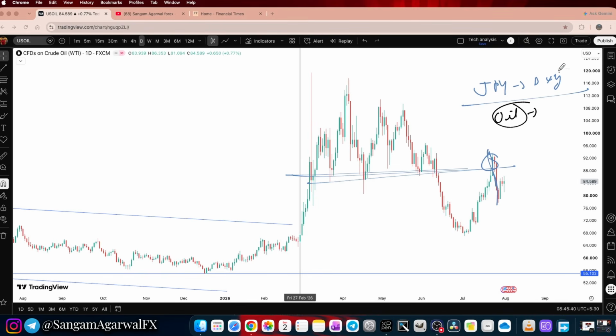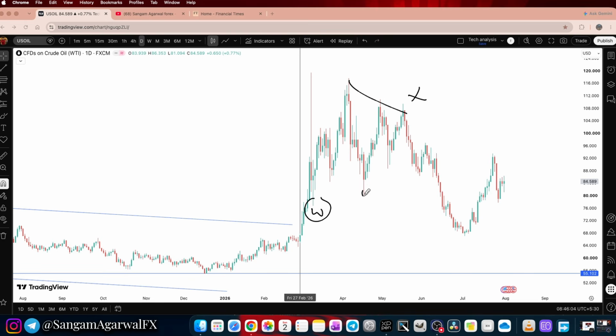Oil was falling, dollar was falling. And this is happening when market bullying Fed for a hike. Because you cannot fight with Trump. So this is wave W, counter trend correction, ABCD triangle.